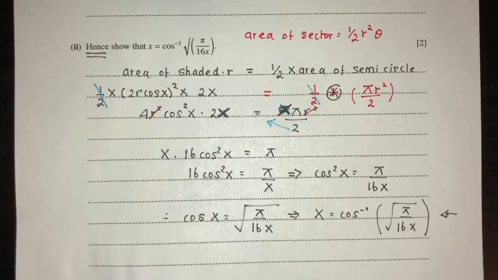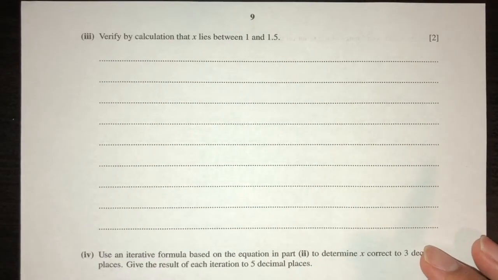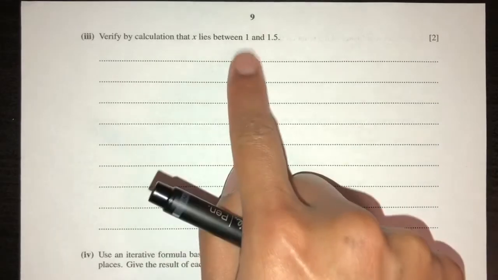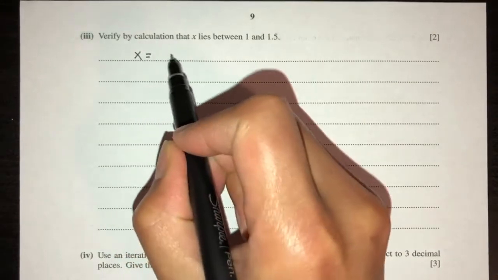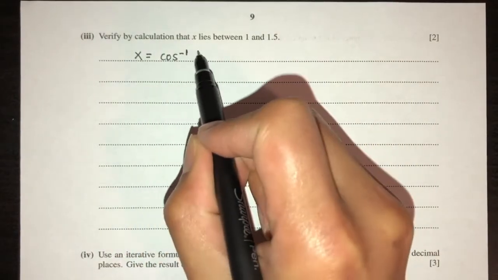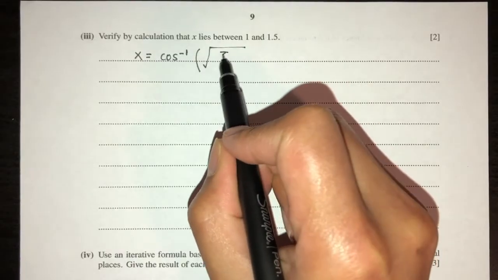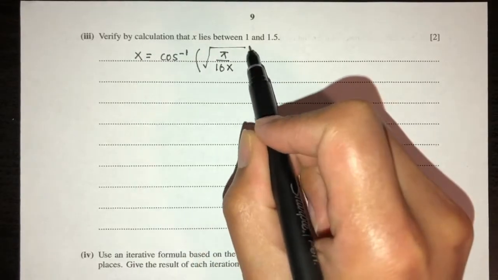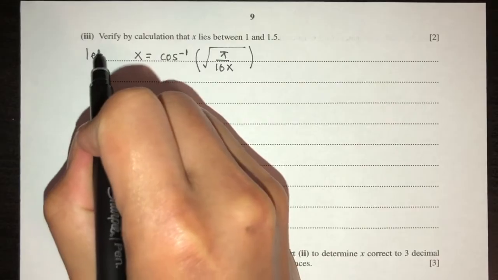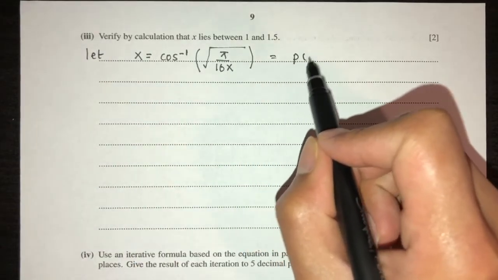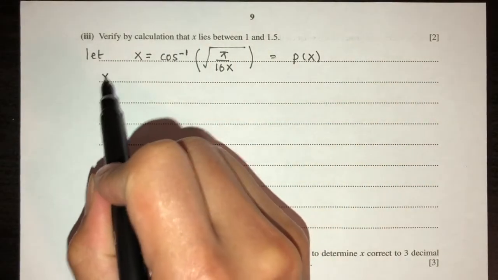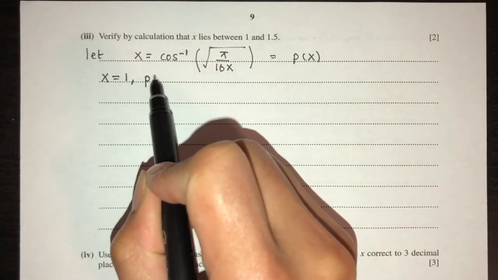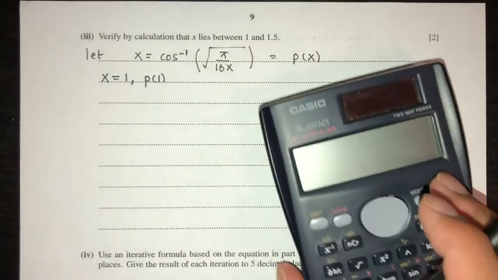Okay. Now let's move on to part 3 of your question. Verify by calculation that x lies between 1 and 1.5. So right now we have x from part 2 as cos inverse of root of pi divided by 16x. We let this equal p of x, for example. First, we take x equal to 1. What is the value of p of x?